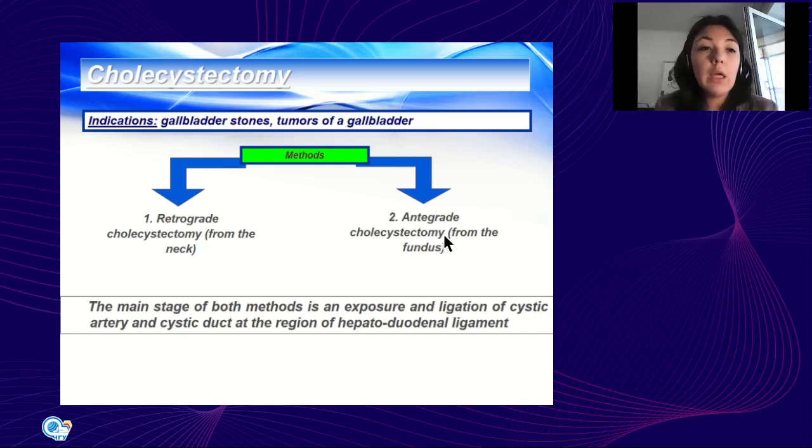So retrograde is in relation to the outflow of the bile. We know that bile flows from the fundus to the neck. That's why when we start from the neck to the fundus, it is retrograde. And antegrade is when the sequence of our actions coincides with the outflow of the bile, so from the fundus to the neck. And the main stage of both methods is exposure and ligation of the cystic artery and cystic duct in the region of the hepatoduodenal ligament.